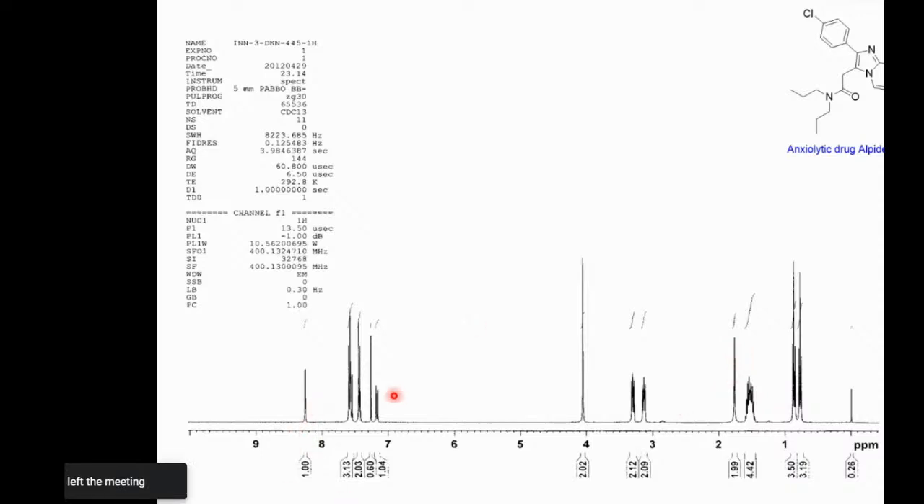Similarly, one can also assign the aromatic region. As I told you, this is a para-disubstituted system, and the groups are not very strongly electron donating or withdrawing. So the simplified pattern observed is like AB, and you can see these four tall lines, with the internal lines of higher intensity and the outer lines of lower intensity. So an AB type of quartet is observed for the aromatic para-chlorophenyl ring.